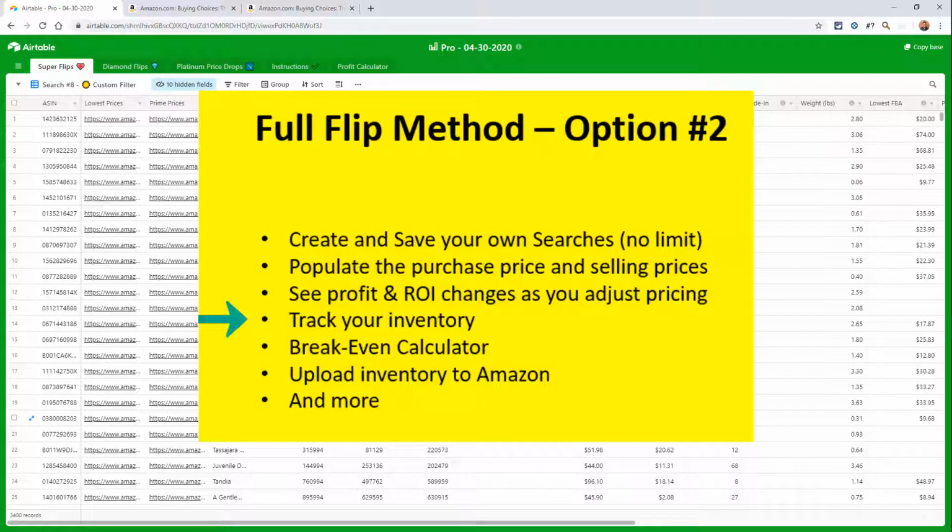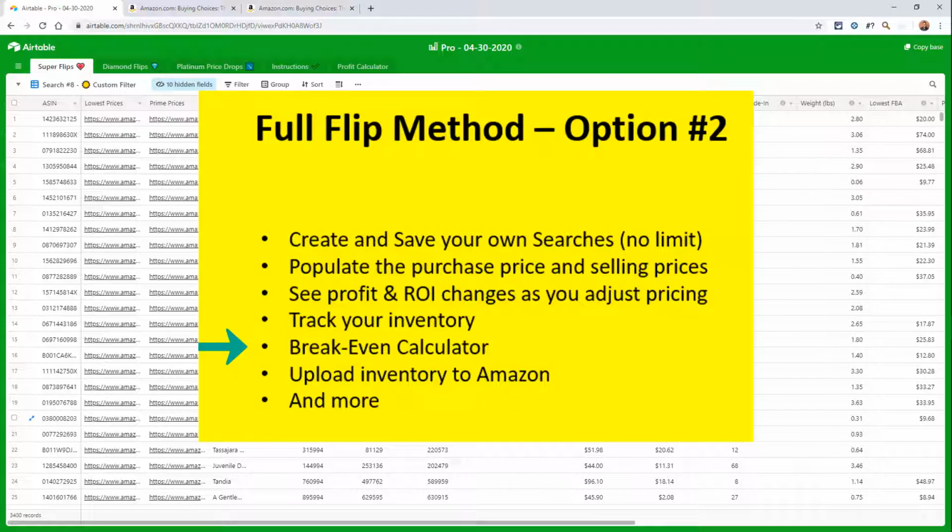The fourth bullet down is track your inventory. So you're going to be able to track all your inventory. If you purchase the book, you're going to get an order number from Amazon. You'll put that in, and you'll be able to track that you've purchased it and that you've received it. And if you're using a Prep Center, that the Prep Center's received it, and all those things to be tracked.